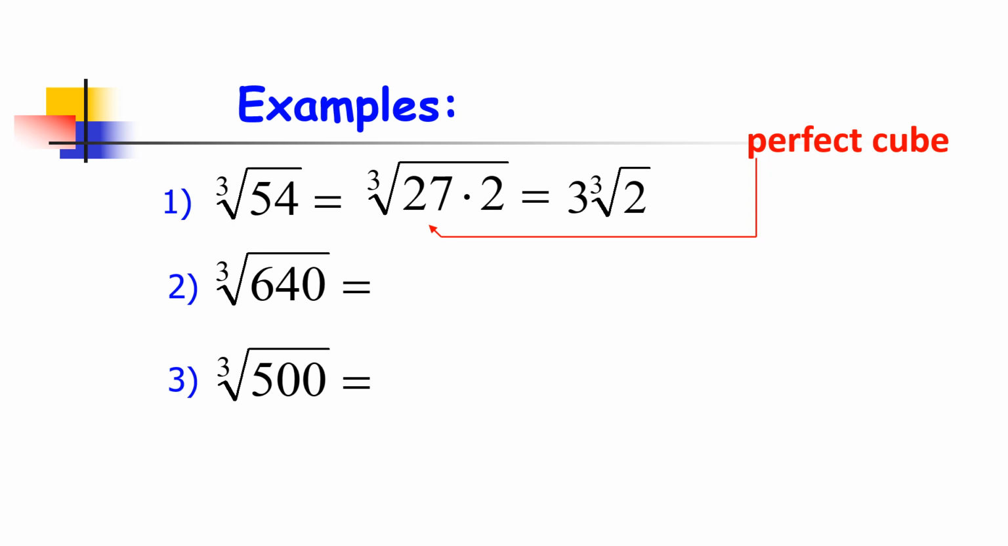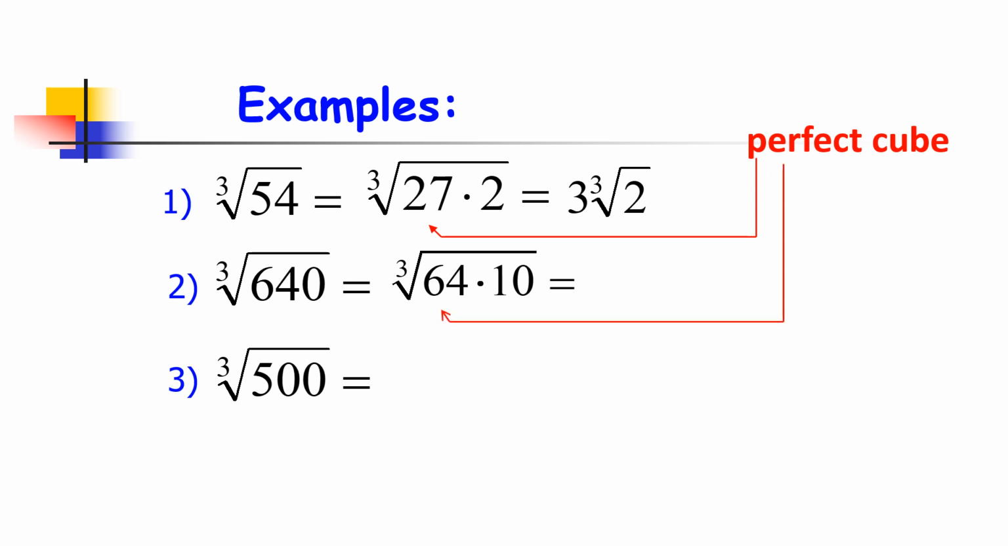Then let us have example number 2. Let us determine the cube root of 640. 640 equals 64 times 10. And we all know that 64 is a perfect cube, and the cube root of 64 is 4. So therefore, the cube root of 640 equals 4 cube root of 10.